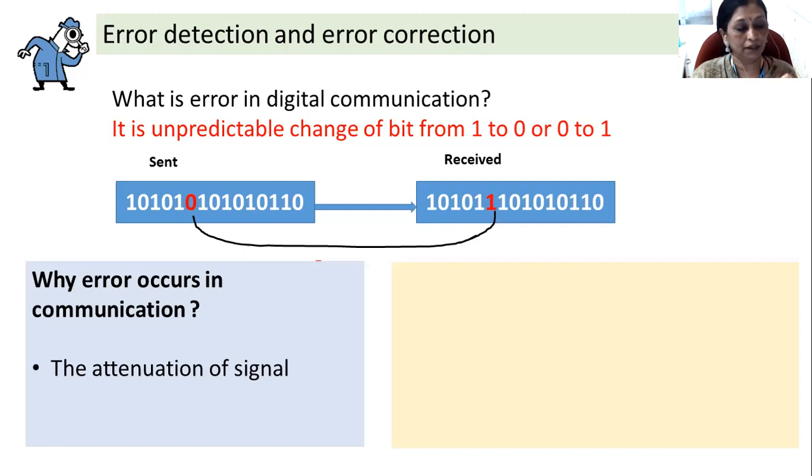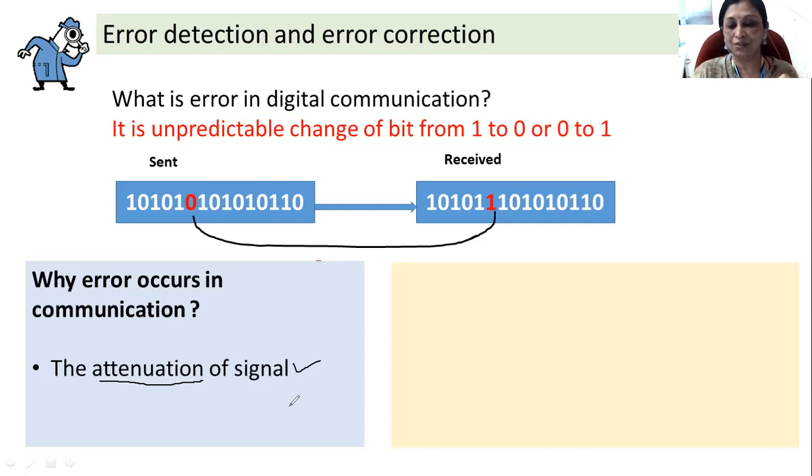This phenomenon, as you see on the screen, is called the attenuation of the signal. Attenuation means decrease in the strength of the signal. So due to attenuation of the signal, the bit may change its value, and therefore error can occur. As students, all of you know, when we transmit from source to destination, we have to pass the information through what is called communication channel or communication media.